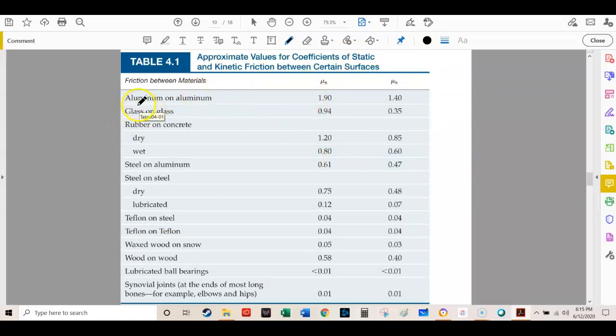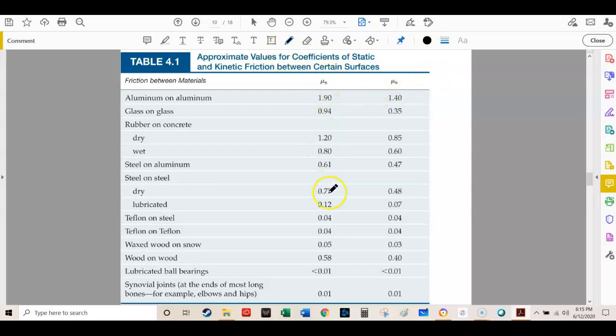So when you have two surfaces, over here they're talking about two different materials: glass on glass, aluminum on aluminum, rubber on concrete, steel on aluminum. They're talking about two different types of surfaces. And here they have the static friction listed for each surface, and then they have a kinetic friction listed for each surface. So there's a couple things you might notice here.